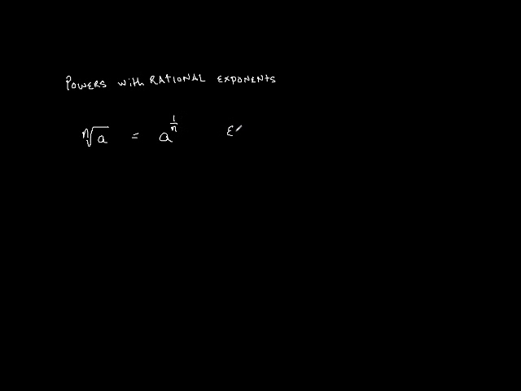So a quick example of this looks like this. If I have some number, say number a, and its exponent is 1 over 5, then this is the same thing as saying the fifth root of a.